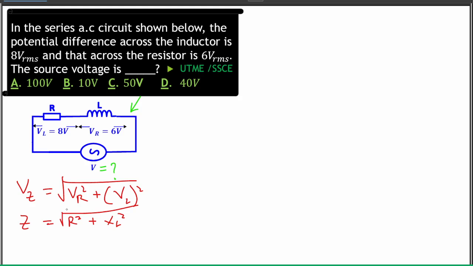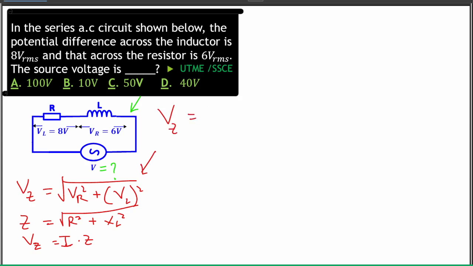So once you put down this, and then the third one, VZ is equal to current times the impedance. So once you take note of these three formulas, you are good to go. So which one do you think will be fitting for this question? Is this one. All right. So you just plug in the values.